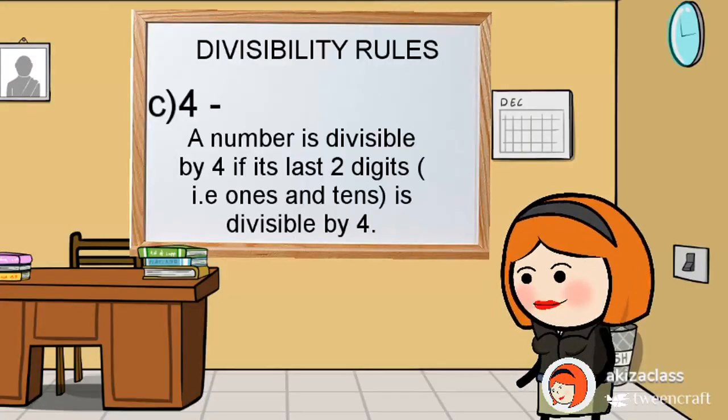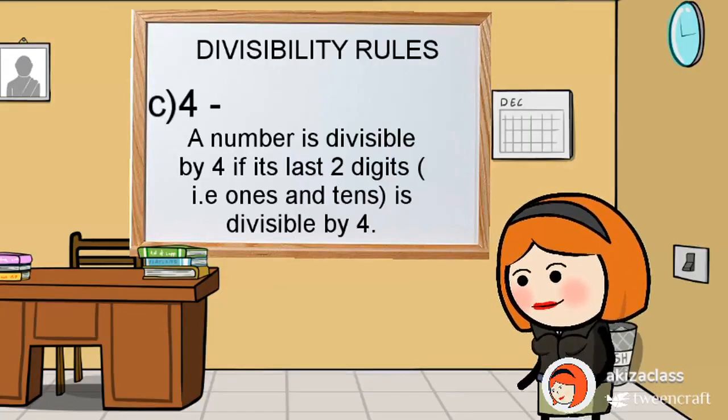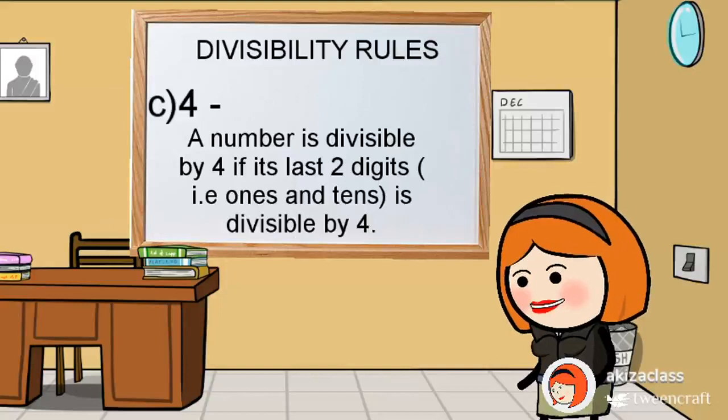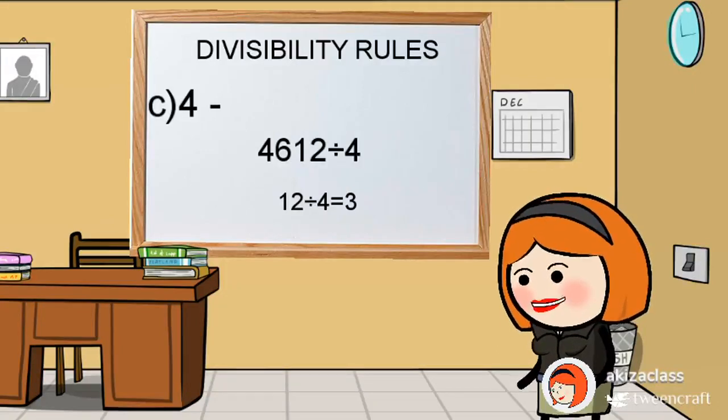Good. Now moving on, let's see the divisibility rule of 4. A number is divisible by 4 if its last two digits, that is ones and tens, are divisible by 4. So, to check whether a given number is exactly divisible by 4 or not, we will see the last two digits of a number. If those last two digits are divisible by 4, then that whole number is divisible by 4.